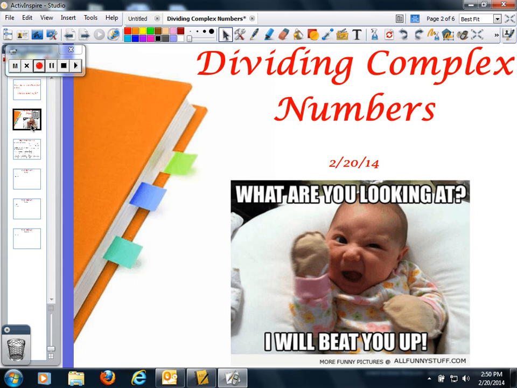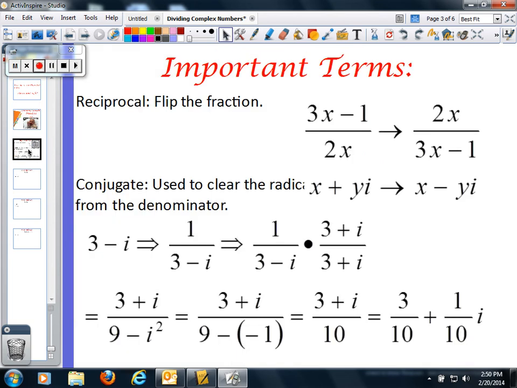Afternoon. So today we're going to be looking at dividing complex numbers. The first couple days, we did some simplifying. We did adding and multiplying complex numbers. So the next thing, logically, is to get to dividing complex numbers. We kind of talked a little bit about this already.